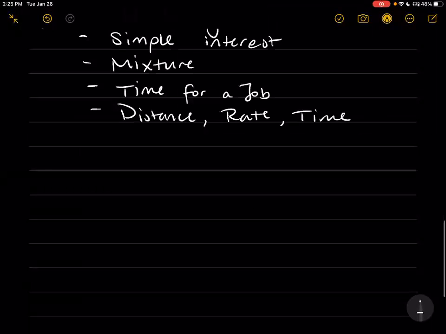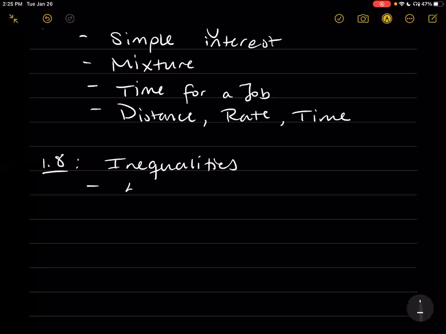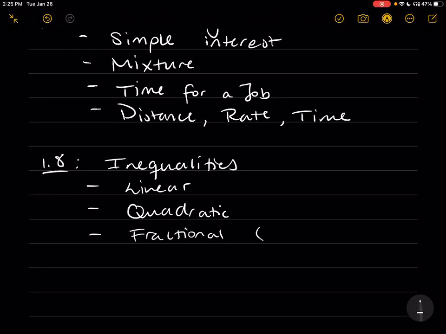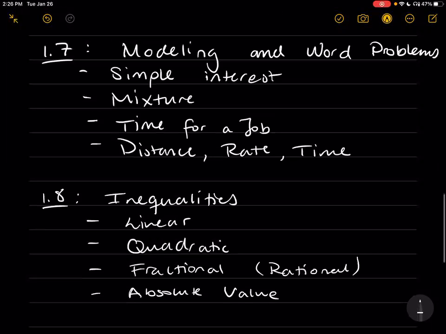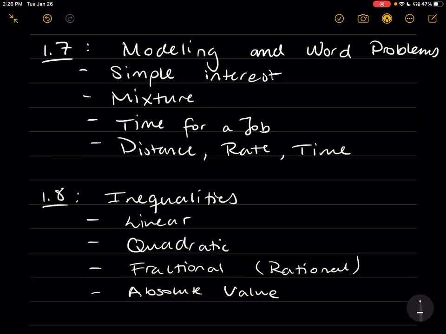And then last, but certainly not least, section 1.8 was on inequalities. And this section built off a lot of section 1.5. So the kind of inequalities that we learned about were linear ones, quadratic ones, fractional, more commonly called rational inequalities. And then last but not least, absolute value inequalities. Now, an important note, inequalities are on homework 4.